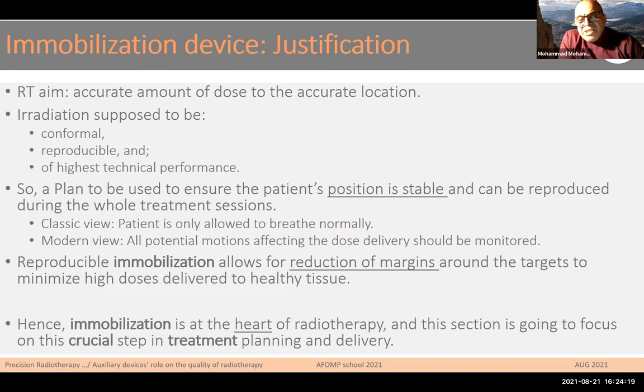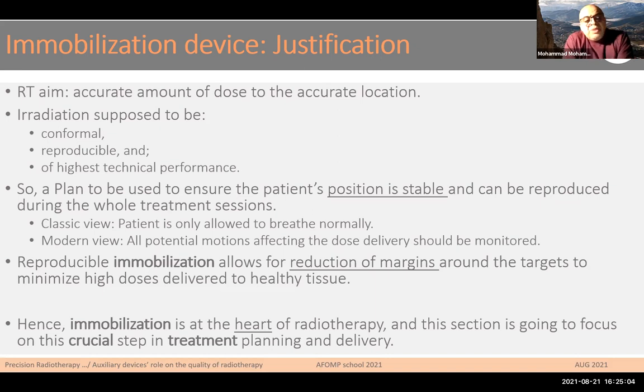And easily we can say, as the introduction, that RT aims at an accurate amount of dose to the accurate location, meaning that the value of the dose to the exact location is as desired or planned. If we change the location, we have two big issues: recurrence of tumor and the chance of radiation-induced secondary cancer. That means that if the location is not accurate, two different and significant problems will occur, and that needs more consideration.